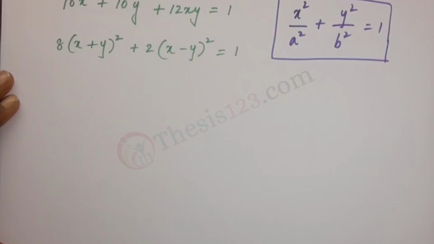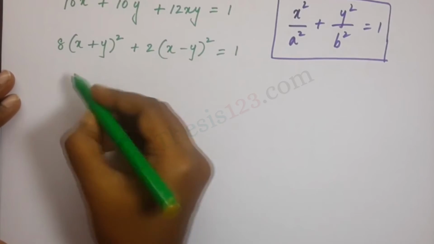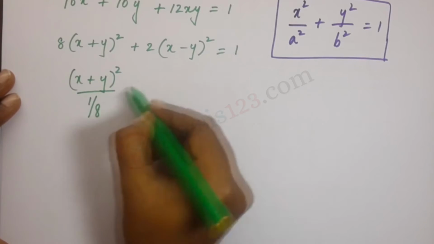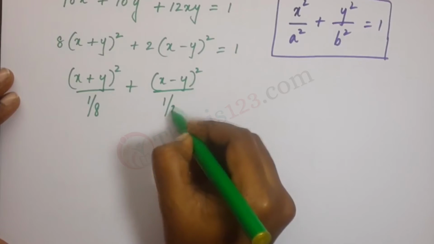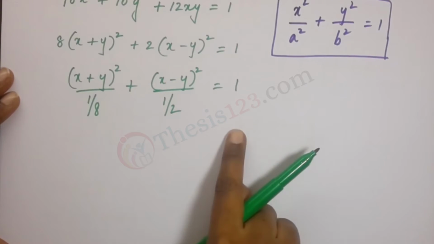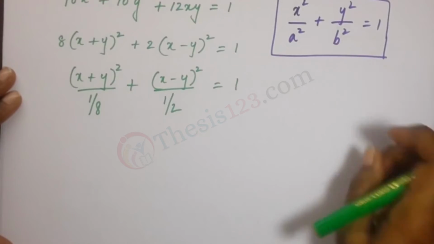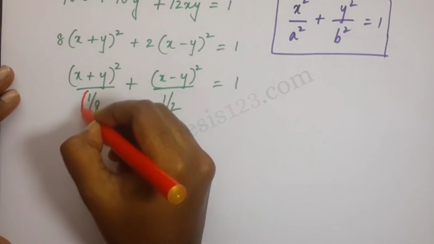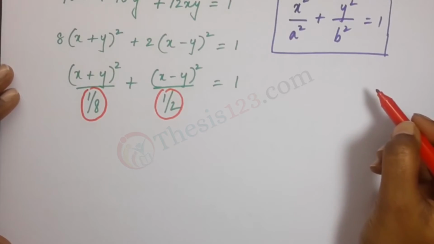So if we were to rearrange, we'll bring the 8 down and the 2 down here. So we will get (x + y)² divided by 1/8 plus (x − y)² divided by 1/2 is equal to 1. So now we have it in the form of an ellipse equation. Now if we compare this with the standard form, we see that the value of A is 1/8 and the value of B is 1/2.